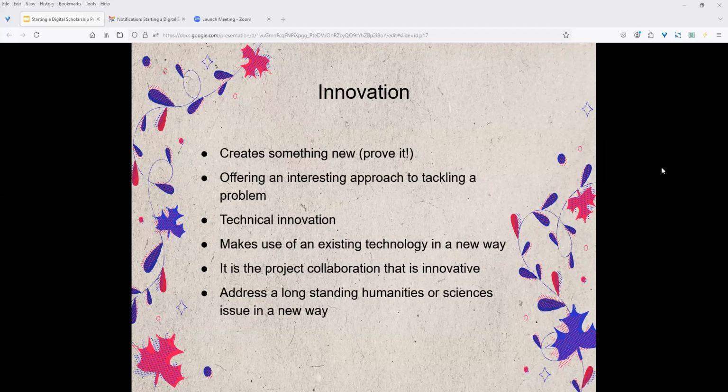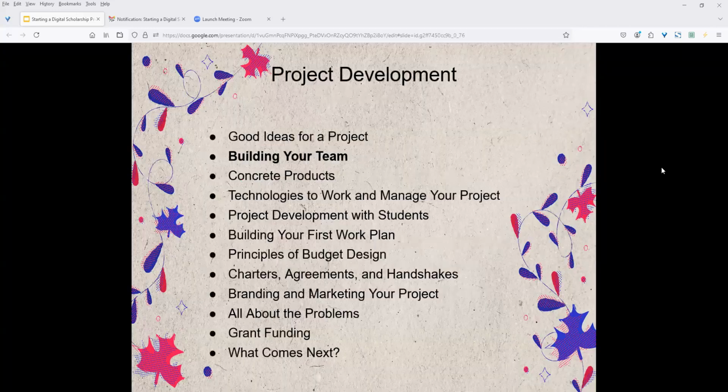So there's a lot of different ways that one can go. So many different ways that one can contribute to the scholarship. And you should be exploring those.